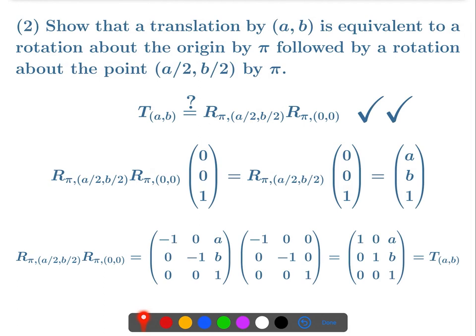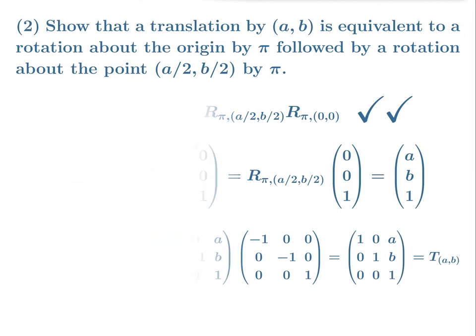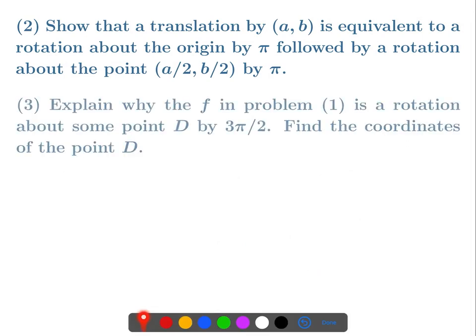Now let's look at problem 3. I'm going to put that right here because we want to start by using problem 2. So let me remind you what F was in problem 1. This is what F was. It was this rotation around (1, 1) by pi halves, followed by translation by (1, 3), followed by rotation about the origin by pi. In this problem, we're trying to show that F is the same thing as a rotation about a point D by 3 pi over 2. And then we've got to find the point D.